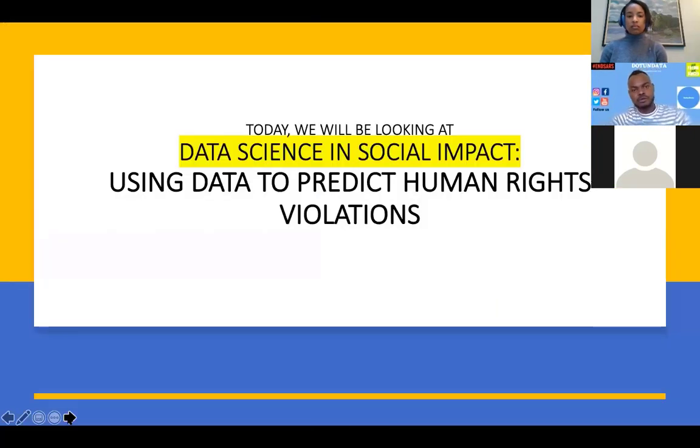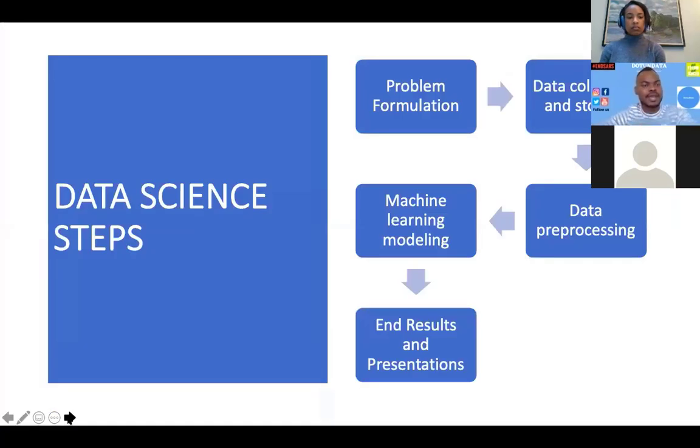For today, though, we'll be looking specifically at data science and social impact. What we're going to be trying to do is use data to predict human rights violations. And this is actually a real life project done by Amnesty International, and we'll go into that. We're going to be looking at these different steps. I'm just going to give you a big overview so you can see what is going on. And from there, we're actually going to drill into each one of these steps.